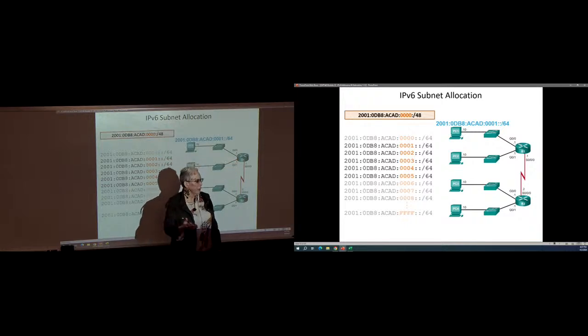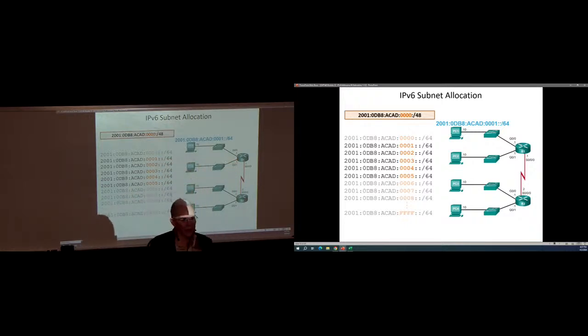Yeah, or ::1, it would actually be colon colon 1. And what is that? Which address is that? It's the first usable address. That's not different. In the IPv4 world, we use the first usable address. In the IPv6 world, we use the first usable address.